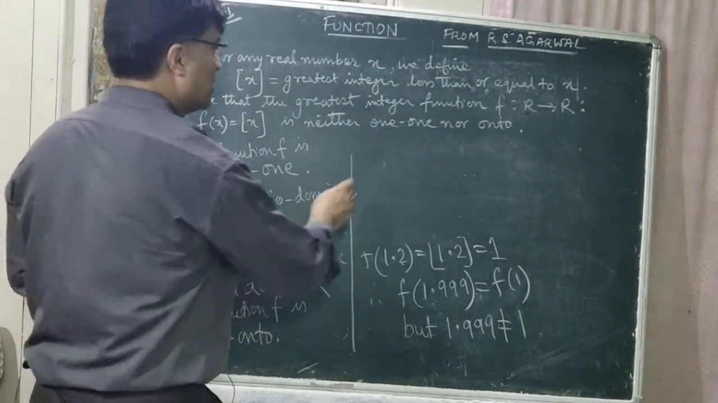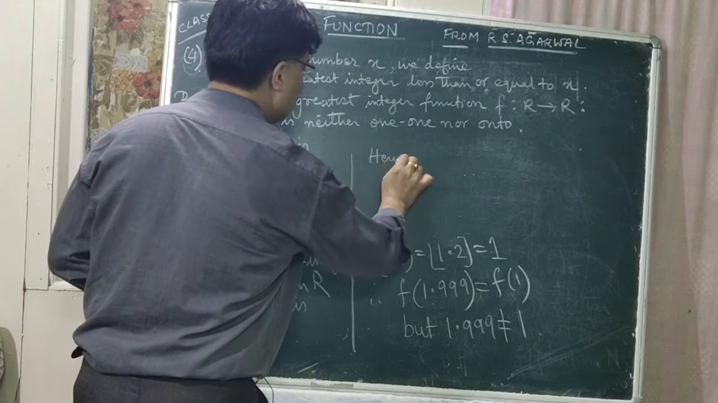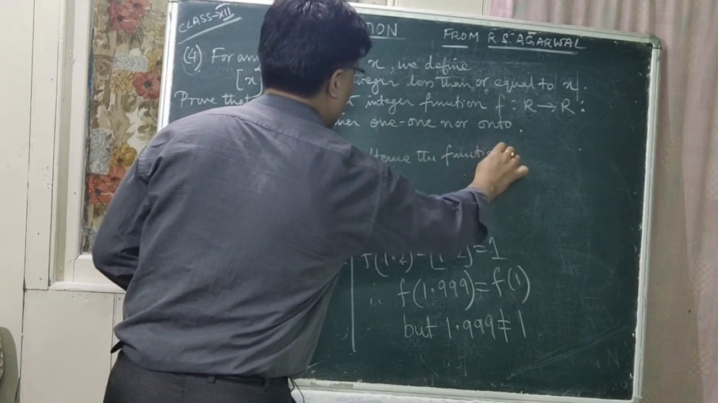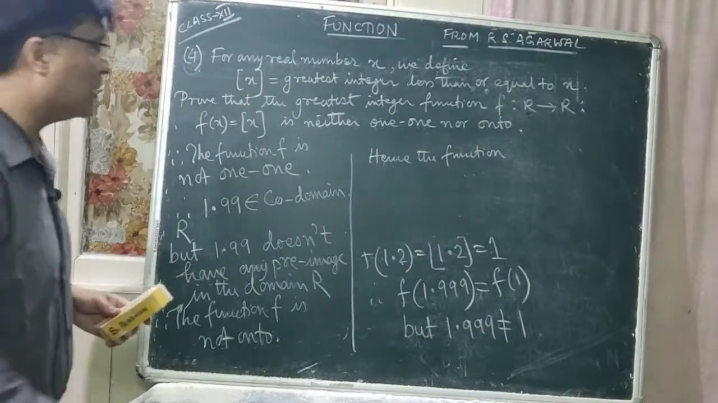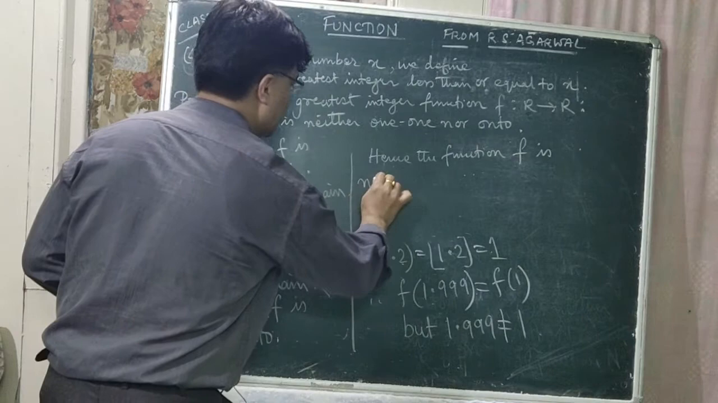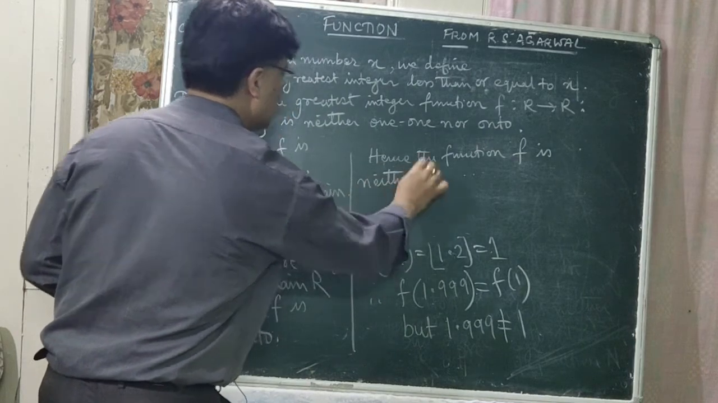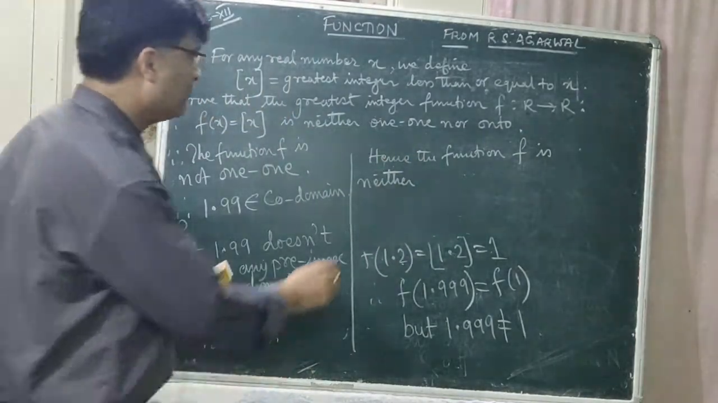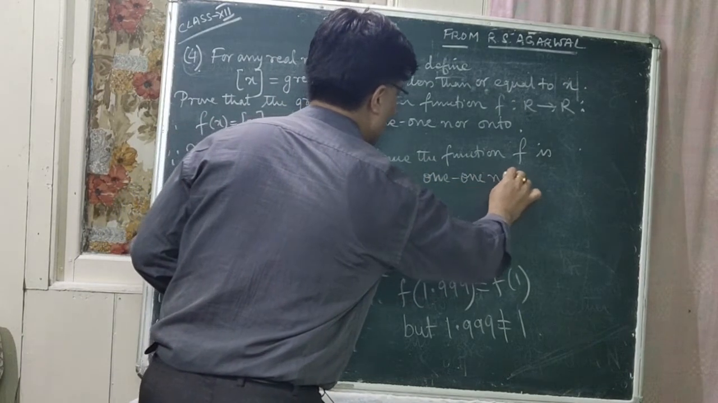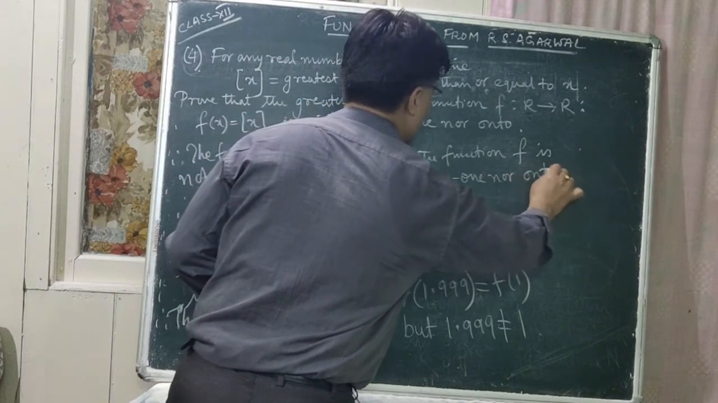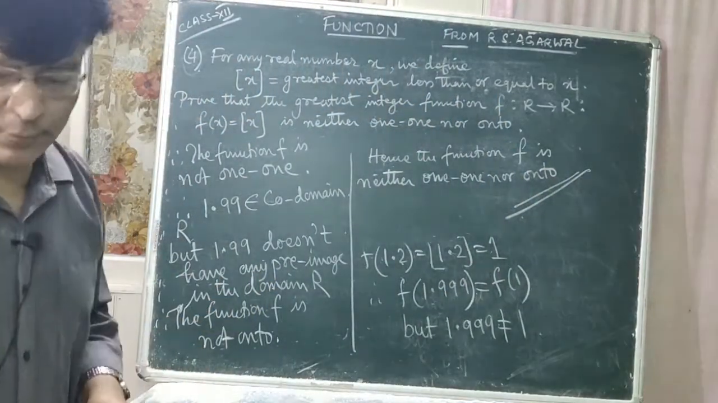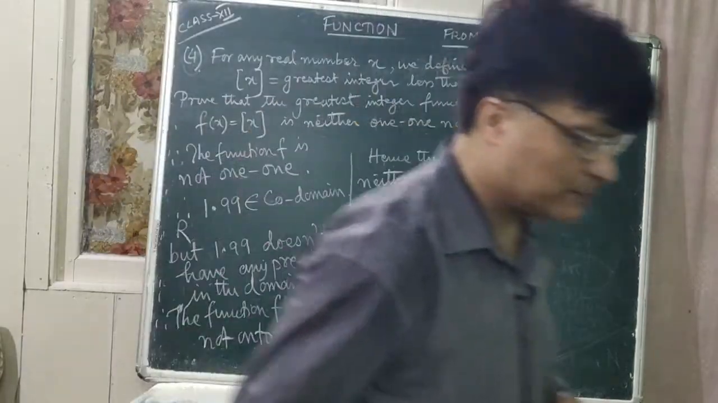So now we can write down the answer here as: hence the function f is neither 1 1 nor onto. So we have proved it, okay? So you can copy it. Now we'll do the next question.